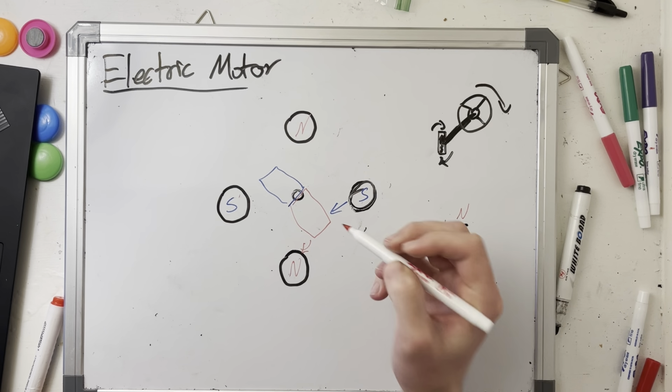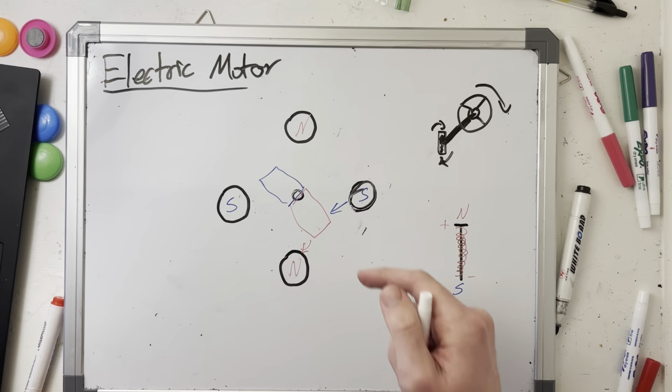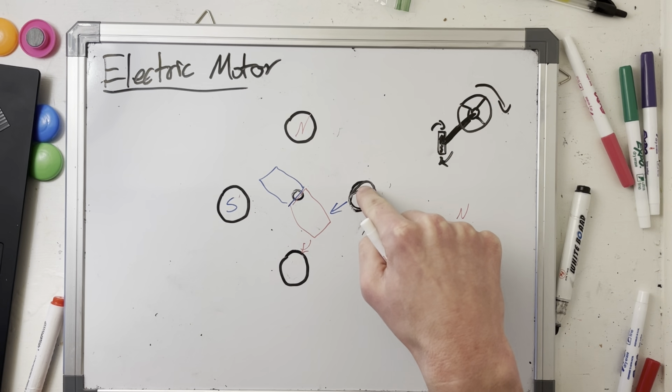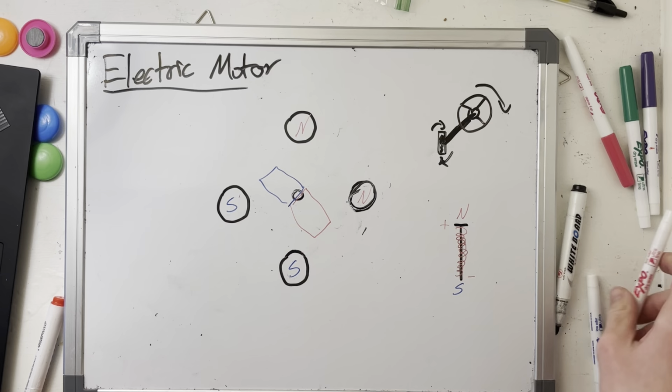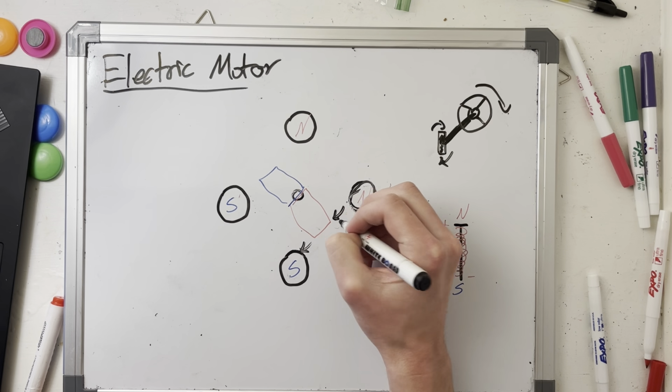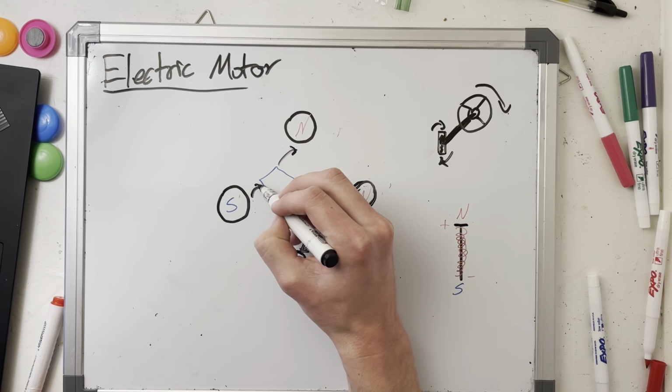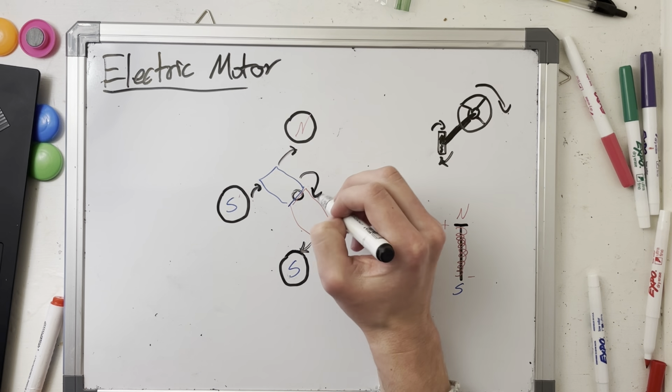I was drawing north to north being attractive. That's wrong. Oh man, okay, yeah. I'll just switch this. So north here, and we put south here. And now we have an attractive force going here. We have a repulsive force going here. We have an attractive force going here and a repulsive force going here. And that's going to spin our magnet in a circle.